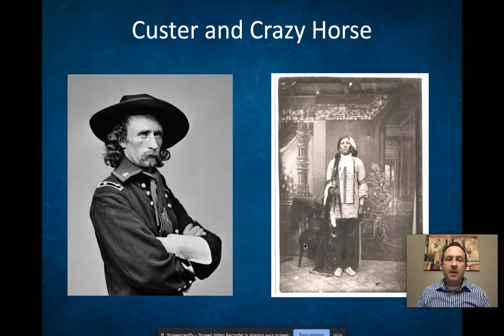Now, the leader here for Native Americans, he's not the only leader, but he emerged as one of the main leaders, by the name of Crazy Horse, pictured on the right. And he's a well-respected war leader of the Oglala Sioux Indians in the late 19th century.